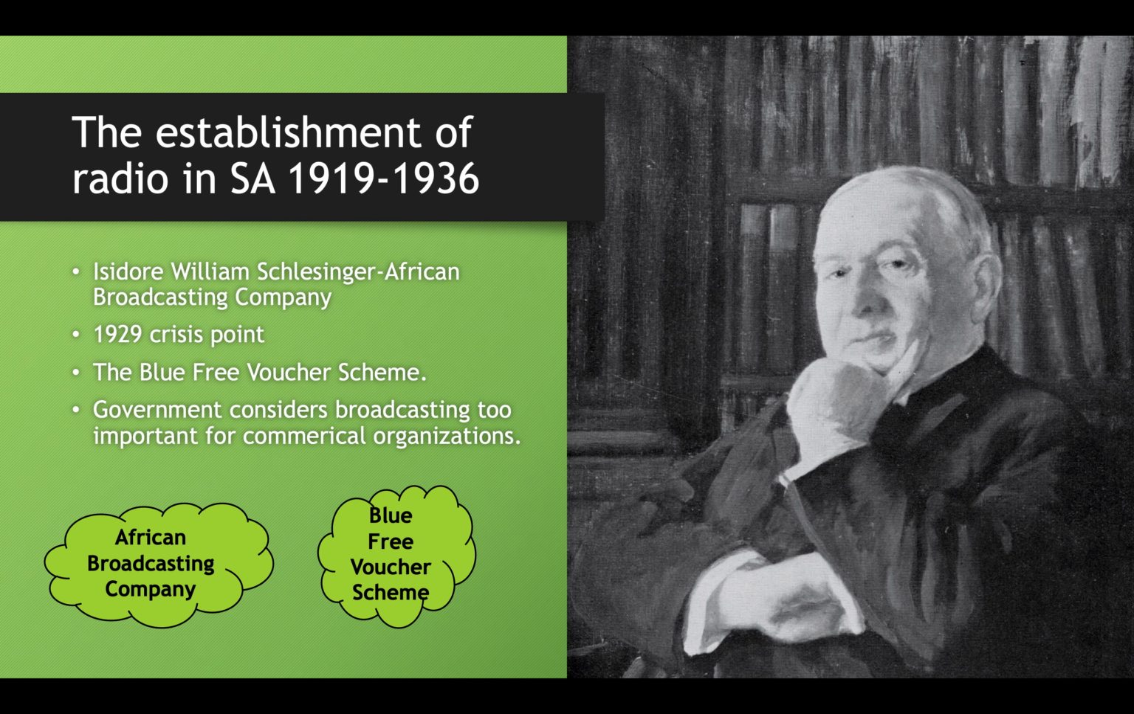Isidore William Schleisinger, as you can see on the right, claimed all 3 expired licenses from Johannesburg, Cape Town, and Durban. He was approached about the radio concern and decided that he's going to create his own radio station, known as African Broadcasting Company, ABC. However, the ABC was still reaching its crisis point.